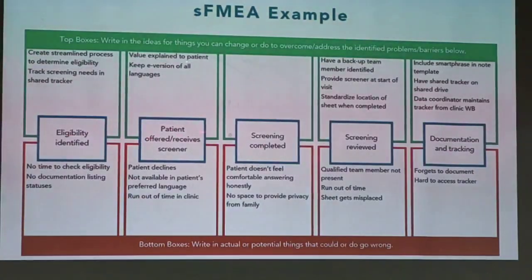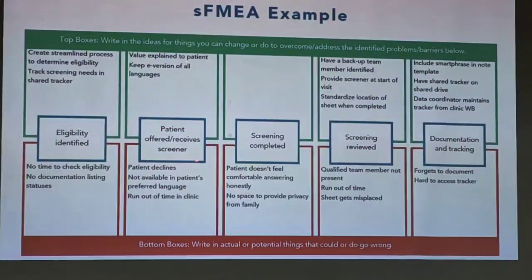So you have your process map in the middle. They have their steps. We saw these before. Eligibility identified. Well, what are the possible failures? Well, we don't have any time to figure out who's eligible, or we didn't document it well enough so nobody knew, right? Okay, what can we do? We can develop a more efficient, streamlined way to identify people. We can track screening needs in a shared folder so everybody's aware.